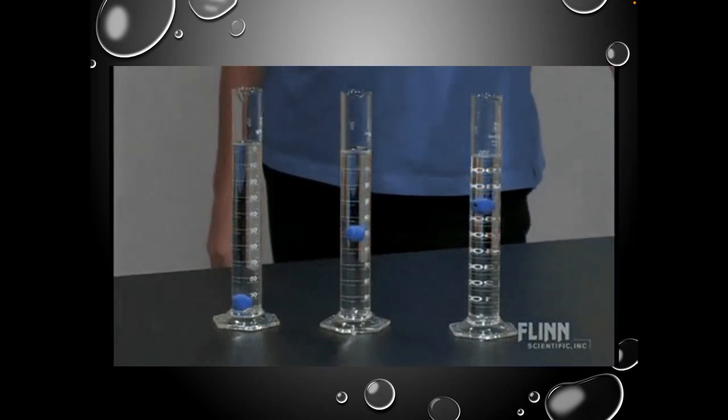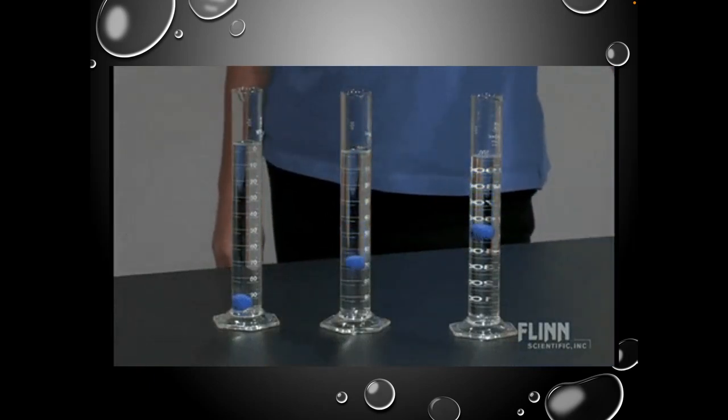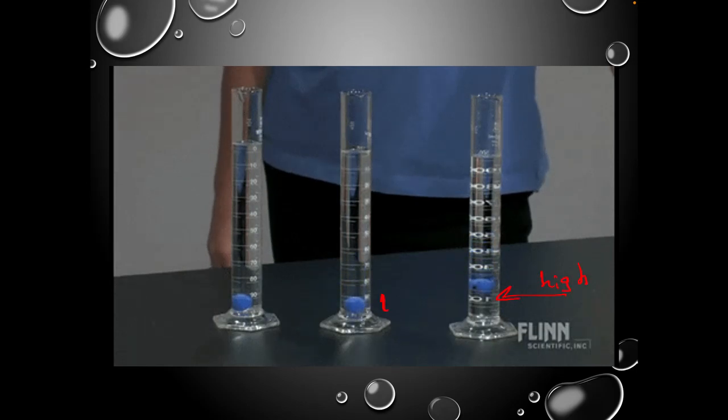Another experiment. Which of them is higher in viscosity? Yes, high viscosity. Low viscosity.